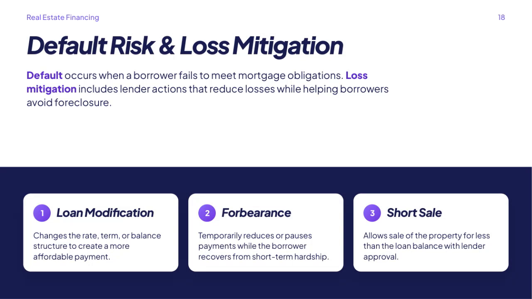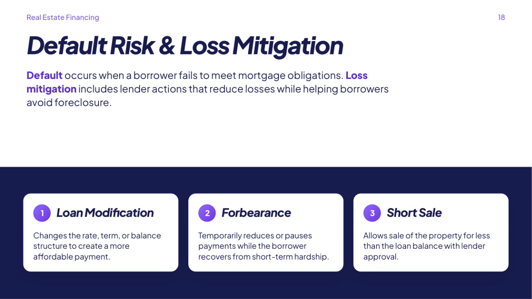Let's talk about default risk and loss mitigation in real estate financing. Default happens when a borrower can't keep up with their mortgage payments. To manage this risk and minimize losses, lenders use several strategies that also aim to help borrowers avoid foreclosure. One common approach is loan modification.